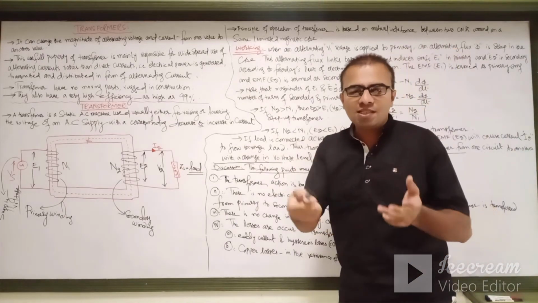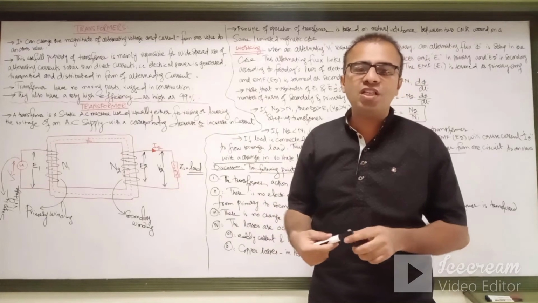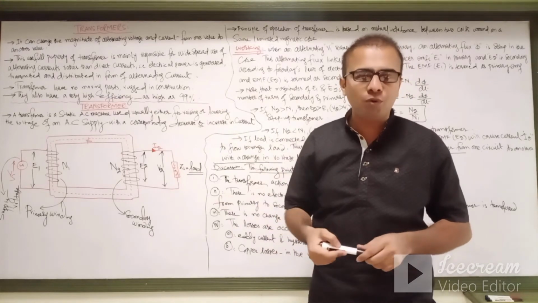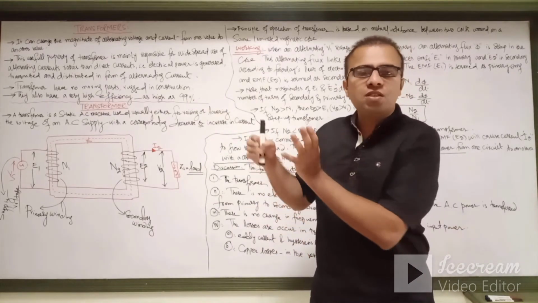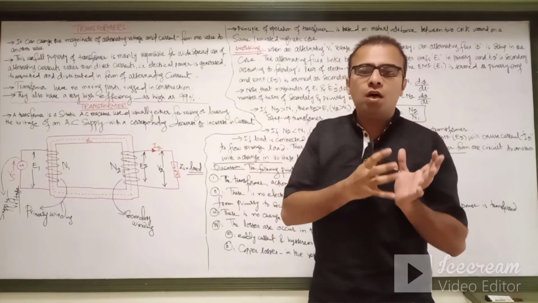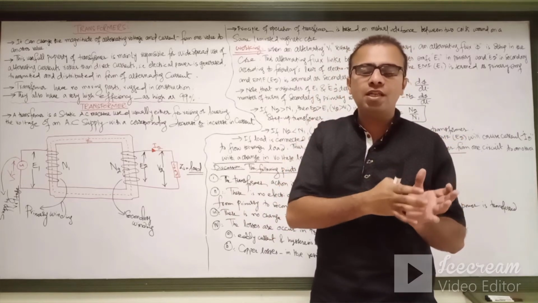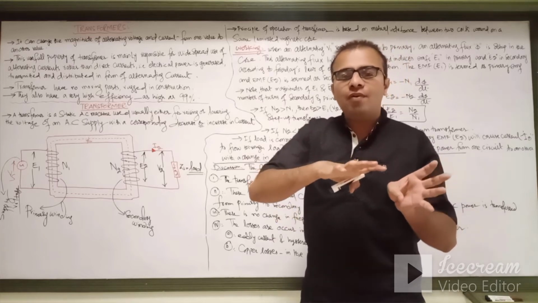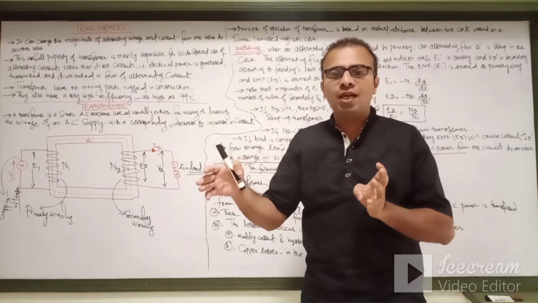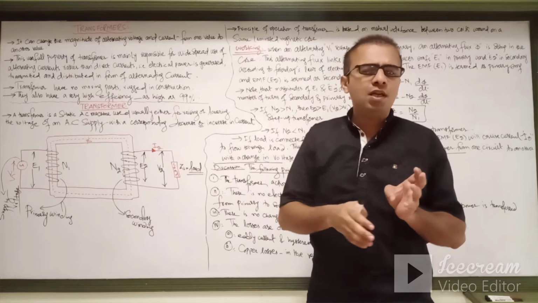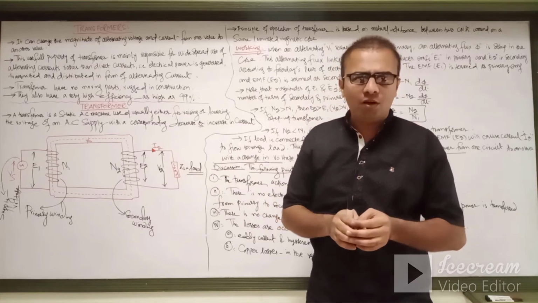In the case of the step up transformer, your output voltage will be greater in comparison to the input voltage, and in the case of the step down transformer, your output voltage is less than your applied voltage. So here the AC power is transferred from one circuit to another circuit, but with a change in the voltage level on both sides.